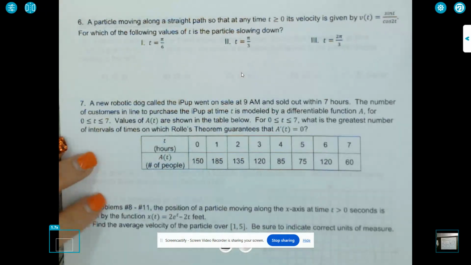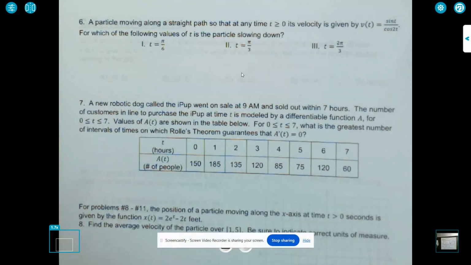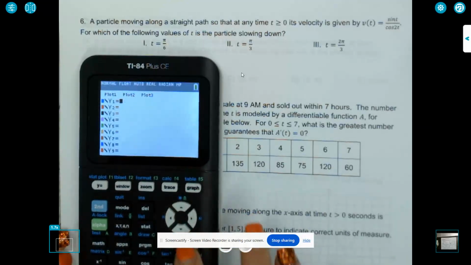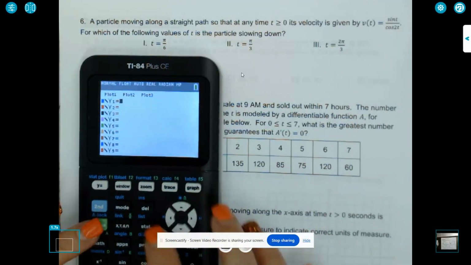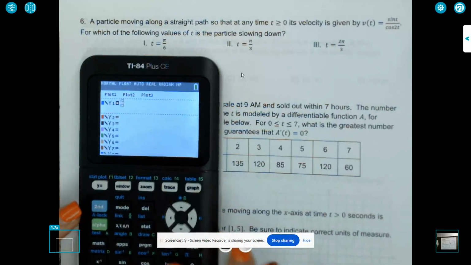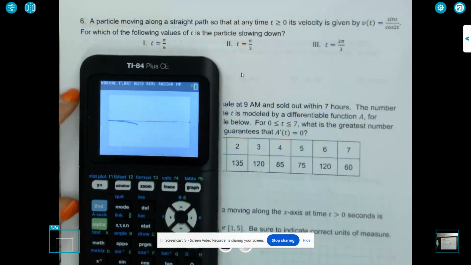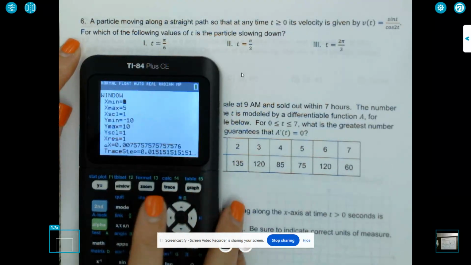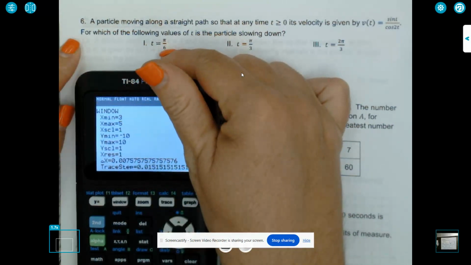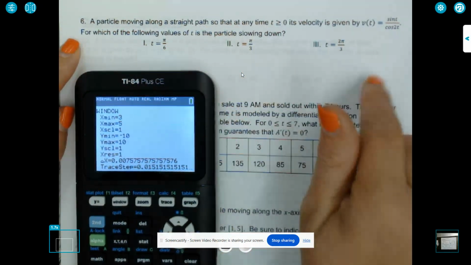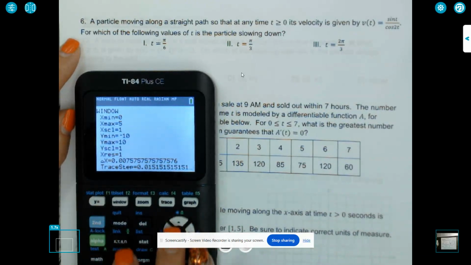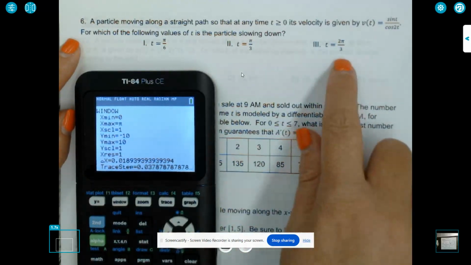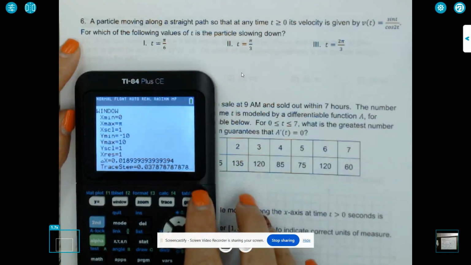All right, number 6. I'm going to start here by going ahead and graphing. So we've got sine x over cosine 2x, and we are just greater than 0, so I'm going to set my window. If you look here at your numbers, t starts at pi over 6 to 2 pi over 3. So I'm going to make my window from 0 to pi, because pi is slightly larger than 2 pi over 3, so that should cover everything we need.